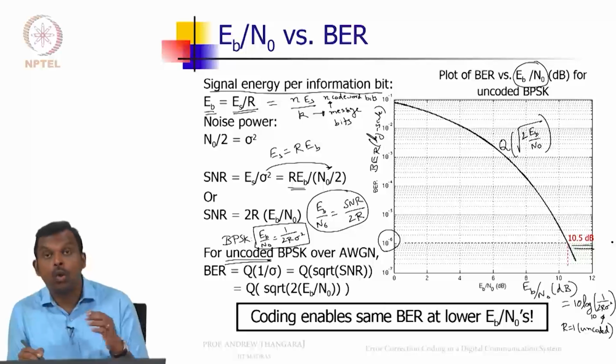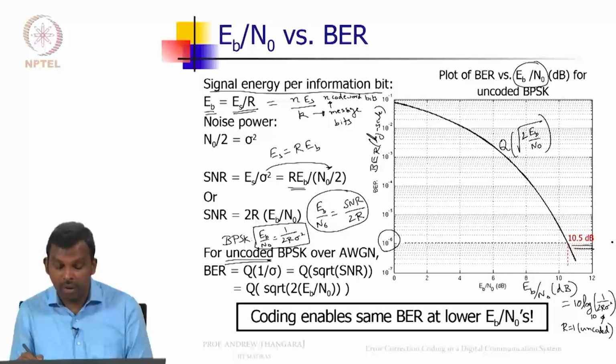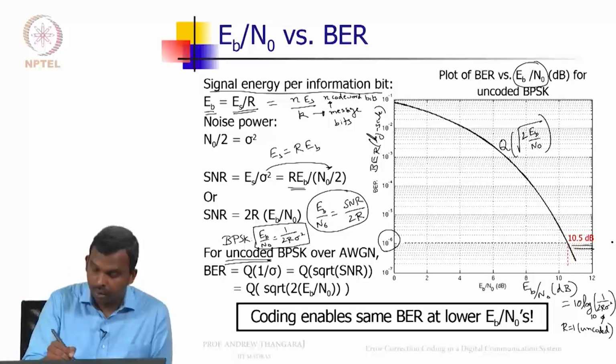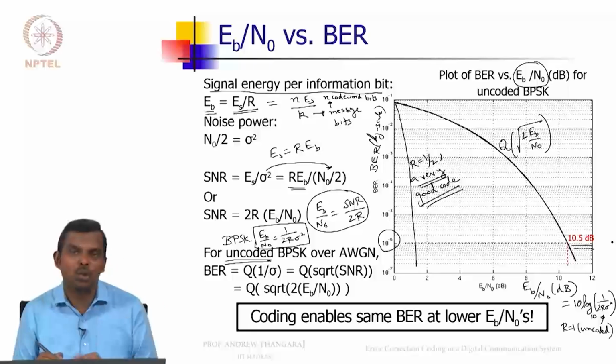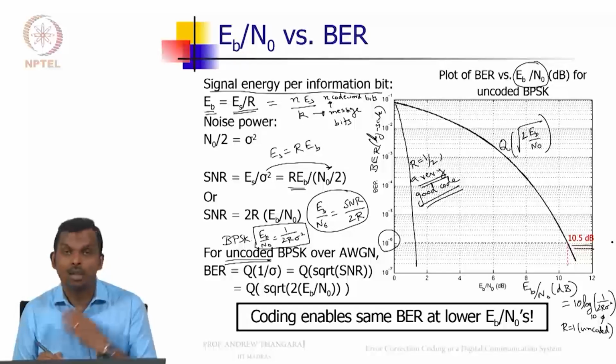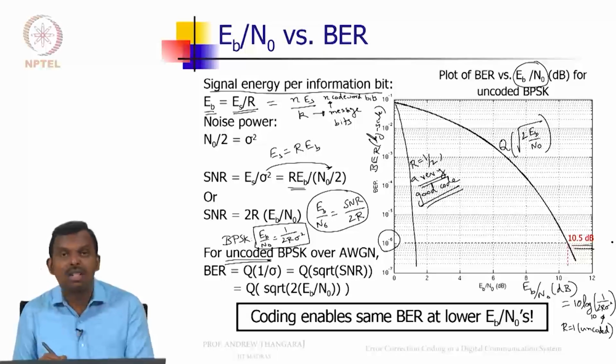Now, what will coding do? If you do a very good code, in fact, you can even achieve something like this. Let us say R equals half, a very good code. What is this very good code? We will see later on in this class. The codes in the 5G standard are very good codes and they can give you a picture like this.